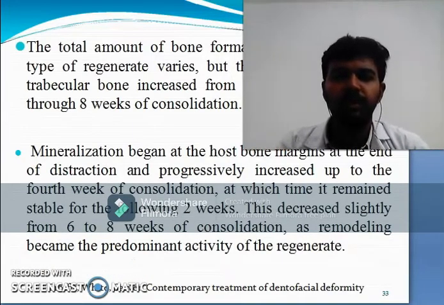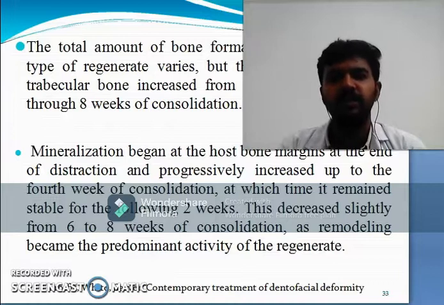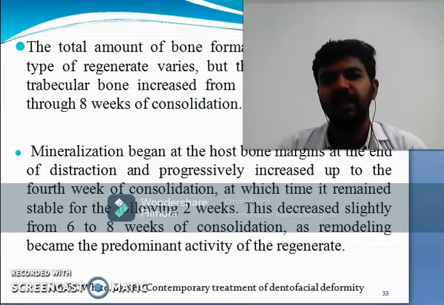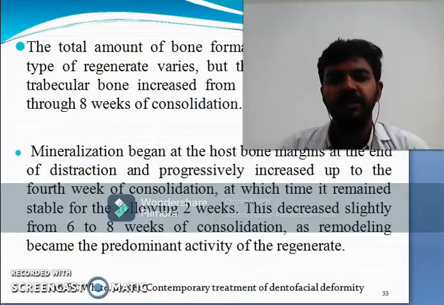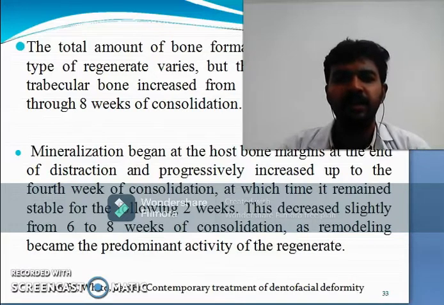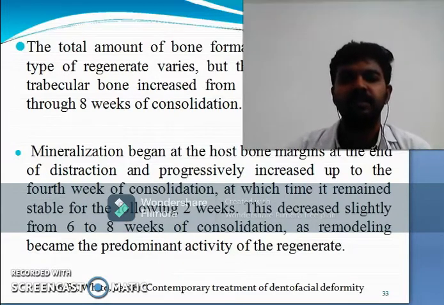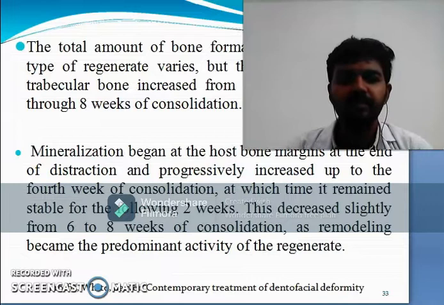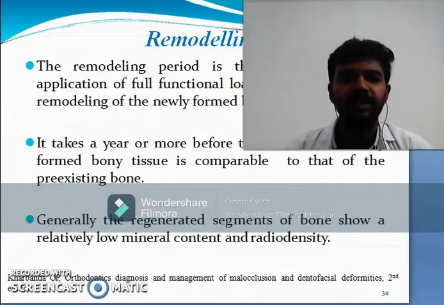The total amount of bone formation seen in different types of regenerate varies, but the final percentage of trabecular bone increases from the end of distraction through 8 weeks of consolidation. Mineralization began at the host bone margins at the end of distraction and progressively increased up to the 4th week of consolidation, at which time it remained stable for the following 2 weeks. This decreased slightly from 6 weeks to 8 weeks of consolidation as remodeling became the predominant activity of the regenerate.